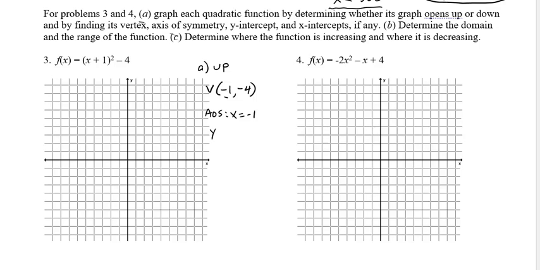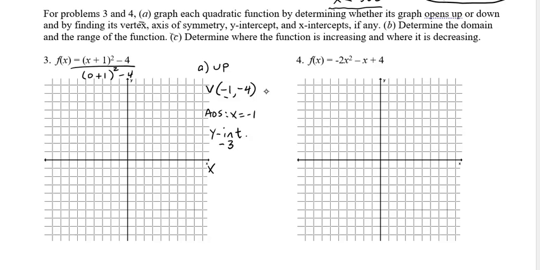The y-intercept, we can't see the y-intercept just by looking at standard form, so we'll have to do what we've done in the past and just let 0 go in for x and simplify. So if I replace x with 0, I get 1 squared, which is 1, minus 4, and that is -3. So the y-intercept is -3.